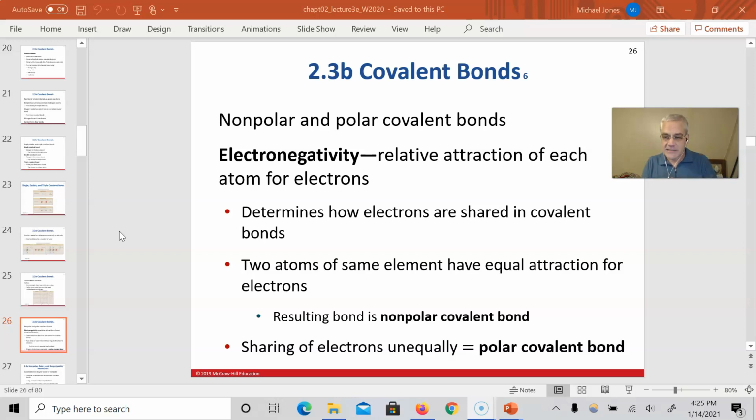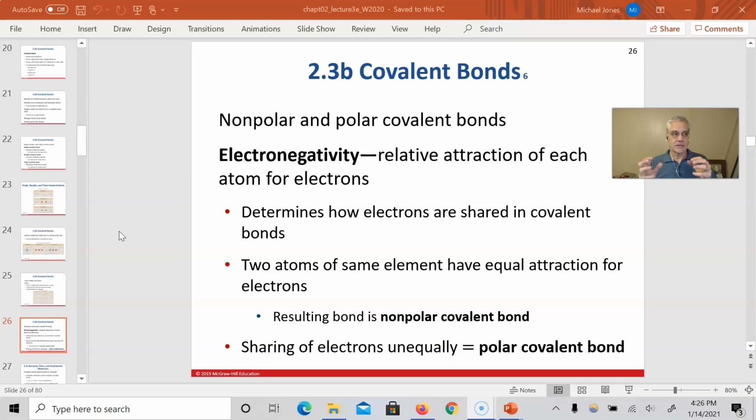So what this leads us to, we have covalent bonds. Two atoms could share a pair of electrons, and they could share them evenly, equally, and both be happy. That would be great. That would be called a non-polar covalent bond.